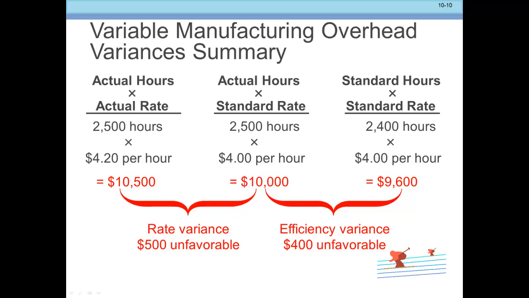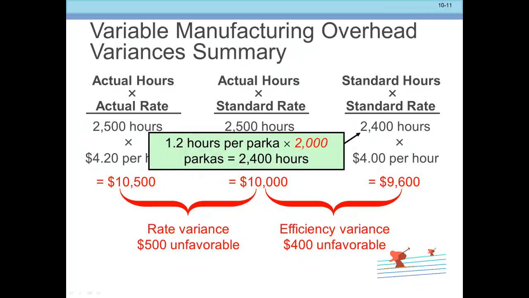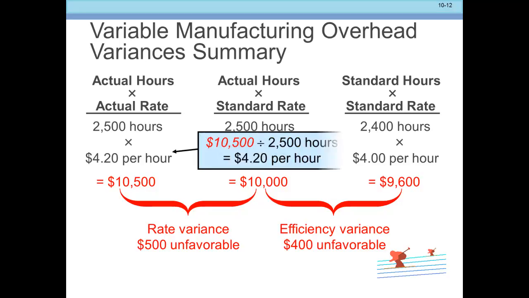The rate variance is unfavorable because the actual variable overhead rate was more than the standard variable overhead rate by 20 cents per hour. As a reminder, for standard hours times standard rate, we took the 2,000 parkas produced and multiplied by the amount of hours we should have used, or 1.2 hours, to give us 2,400 hours. If we wanted to back into an actual rate, we take the total actual cost and divide by the 2,500 hours.